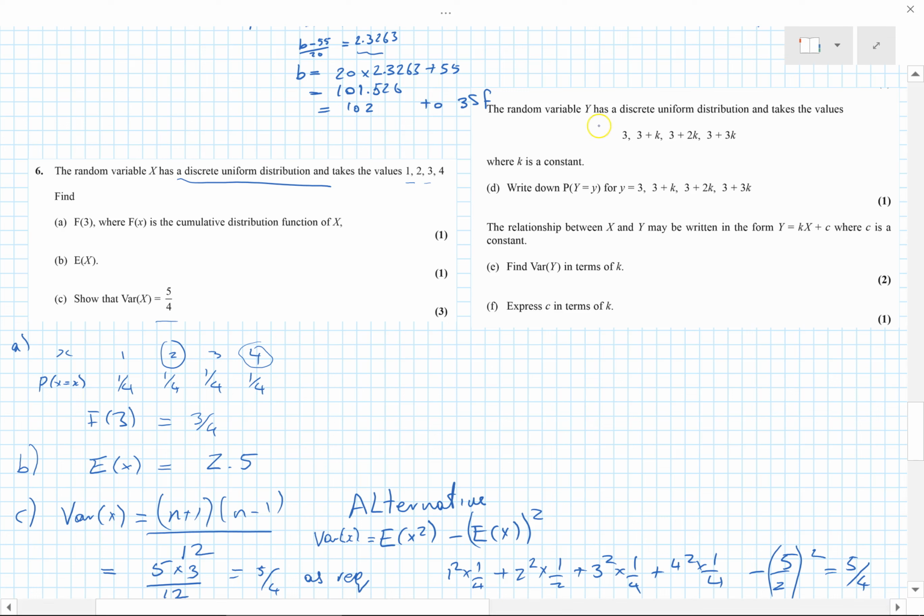Right, now it moves on. It says there's another distribution here, Y, which has got values 3 plus k, 3 plus 2k, and 3 plus 3k. So we've got Y defined over these values, 3 plus k, 3 plus 2k, 3 plus 3k, and a fourth value. Right, now it tells us a few things, and we're writing the probabilities down for each of these. So each one is a quarter, because again we've got 4 outcomes.